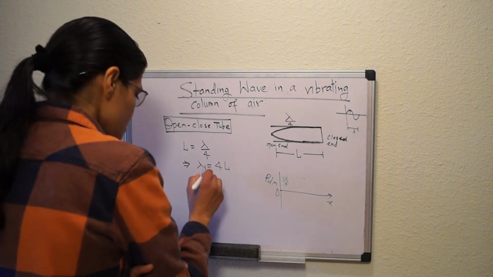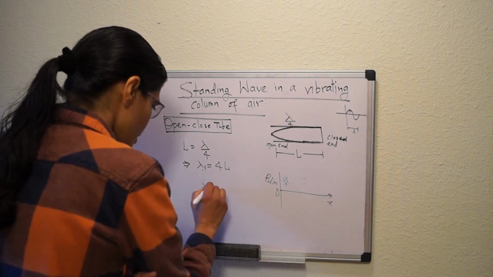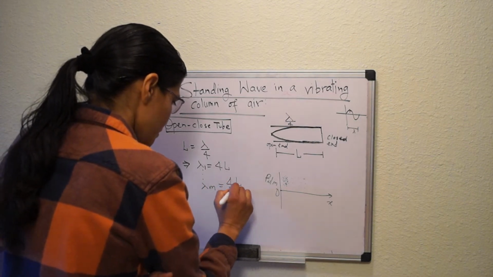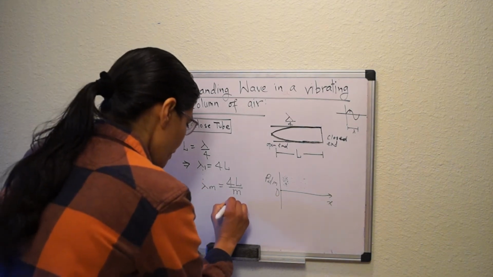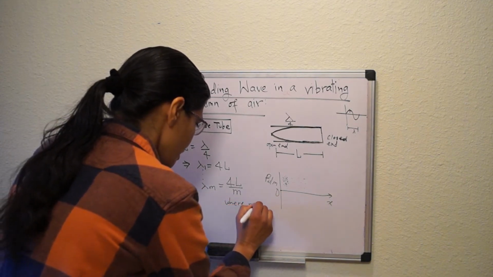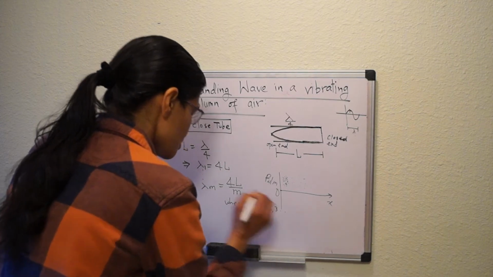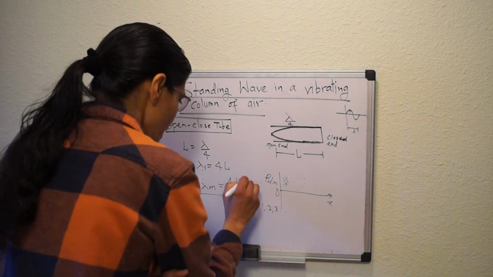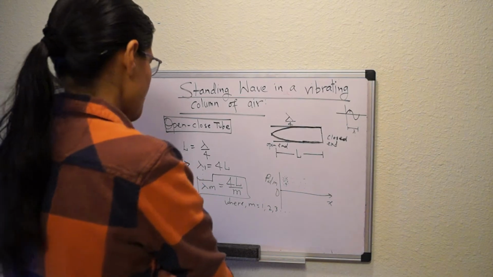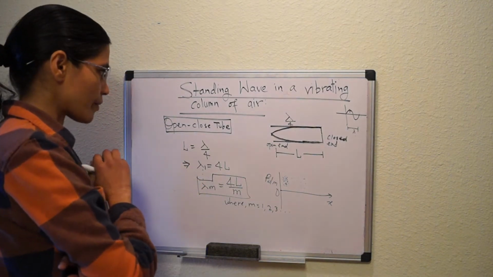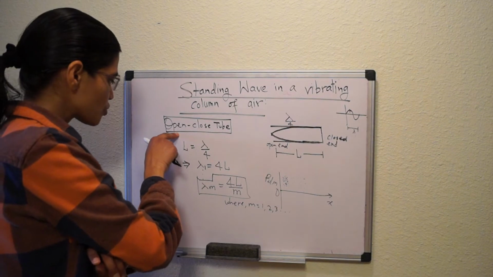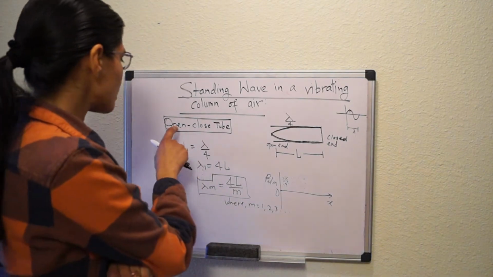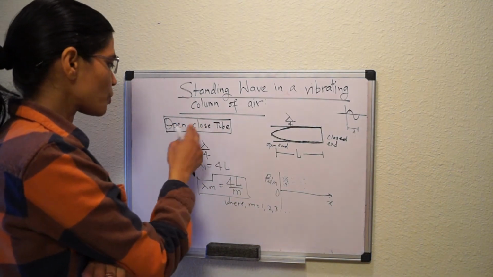Now if we keep changing the number, we can derive this and then generalize. For some lambda m, we can write this as 4L divided by m, where m equals 1, 2, 3, and so on. So this is the wavelength of the wave traveling in a vibrating column of air, in a tube with one end closed and one end open. I have written only open. Open-closed tube means one end is open, one end is closed.